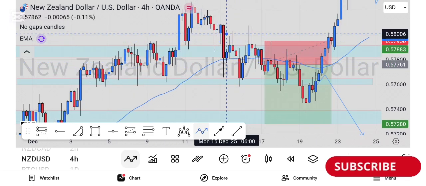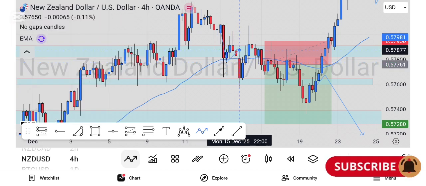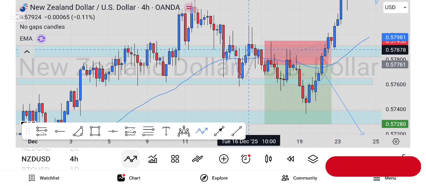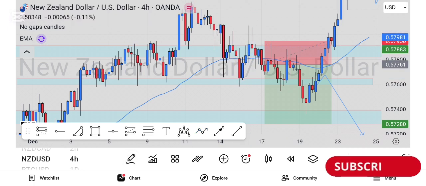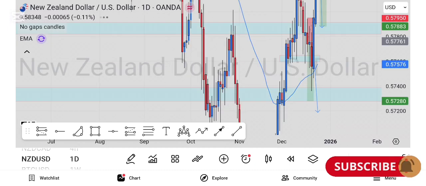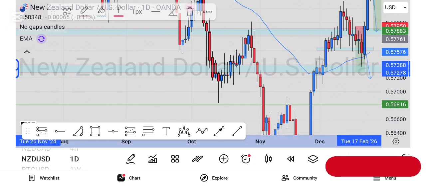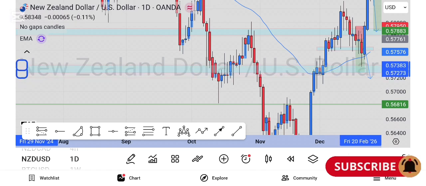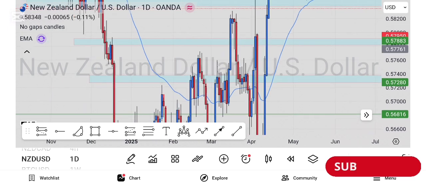As you can see on the screen, I posted it to my Telegram. We're expecting a retracement here. After this break, we're expecting this retracement. We had the retracement, we had the rejection, and then I took the trade. When I took the trade, this was supposed to be my target. As you can see here, we had price reacting on this zone.